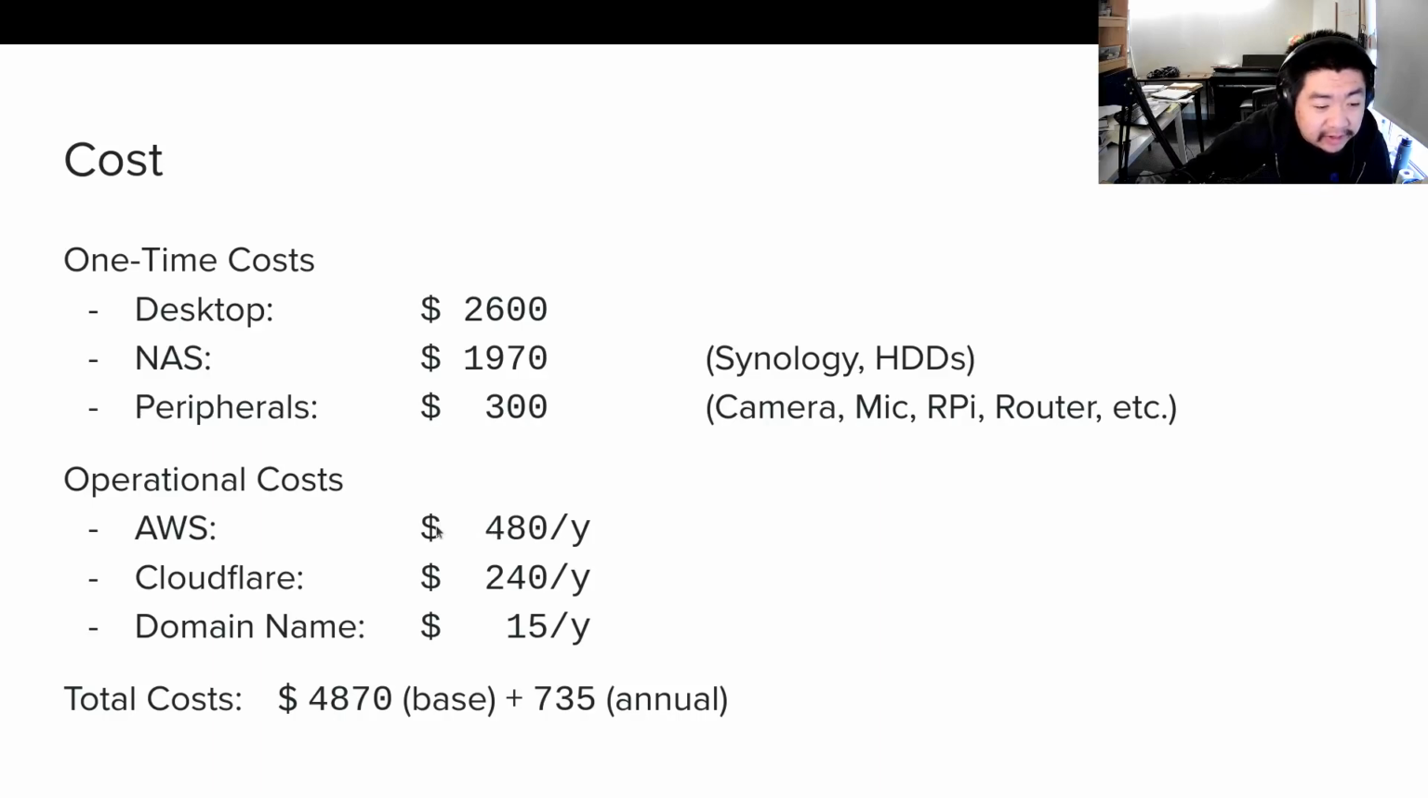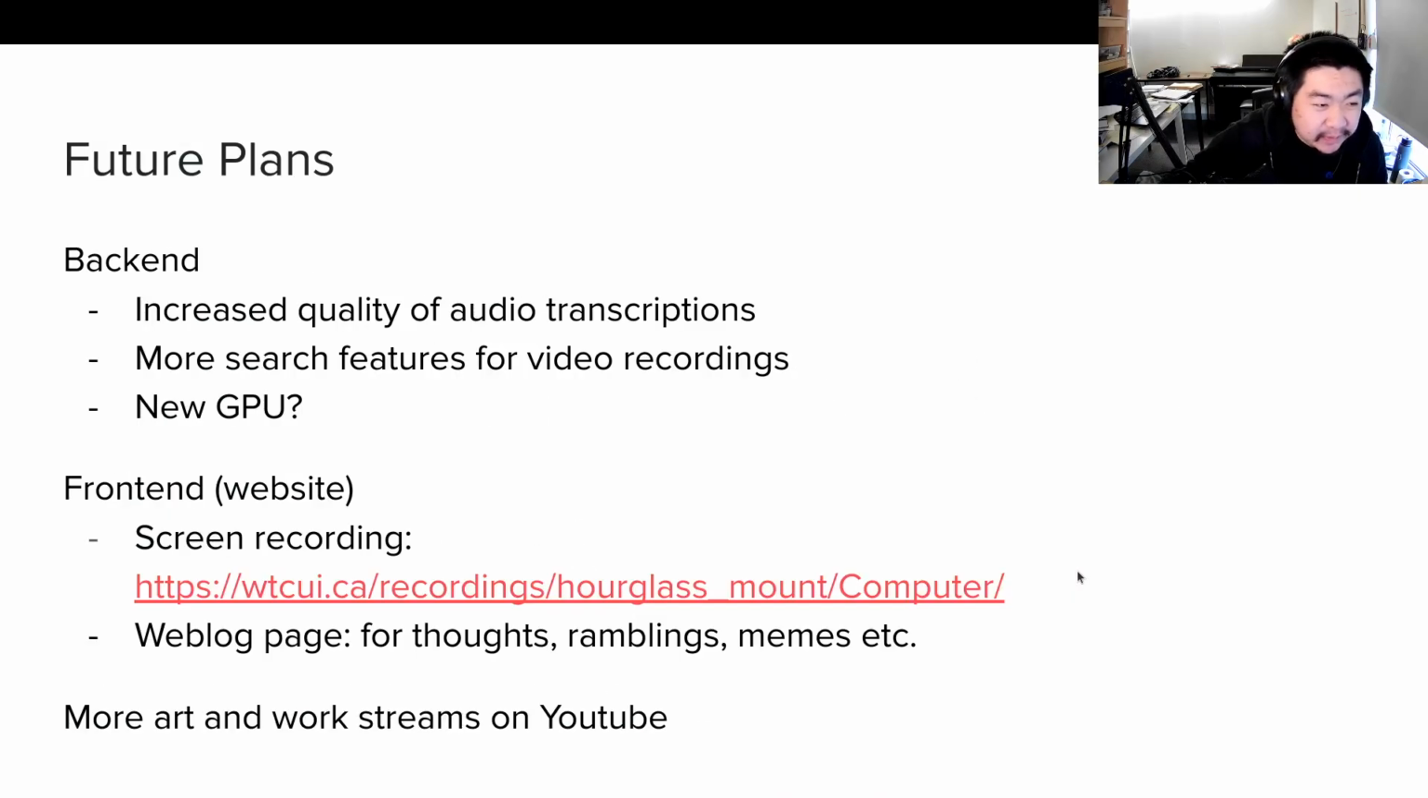And then I have a domain name, WTCUI.ca. This is much cheaper, like $15 per year to renew. So in total, it's been a year or so, and this thing has cost me a little over $5,000. I mean, there are other things I could do with this money, but hey, this is not the worst use of it, I suppose.